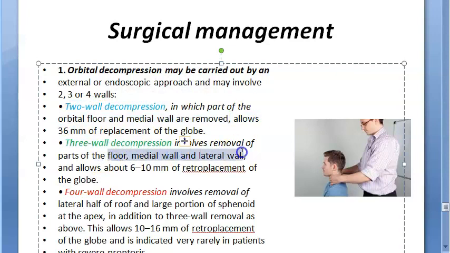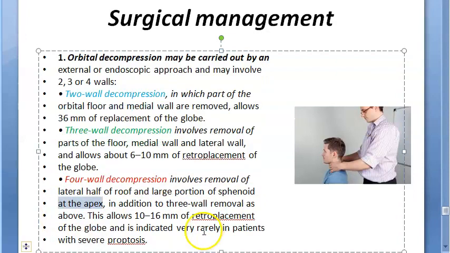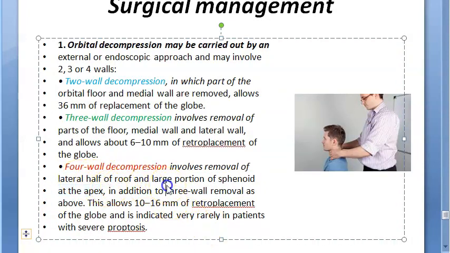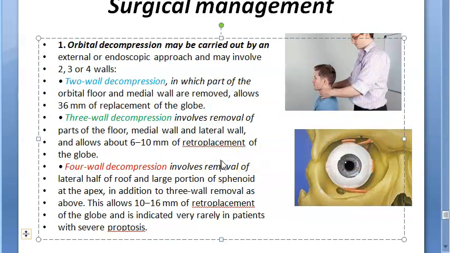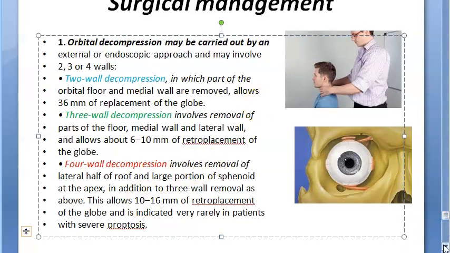3-wall means floor, medial wall and lateral wall. And 4-wall means removal of lateral half of roof and large portion of sphenoid at the apex. In addition to the 3-wall removal, they are also removing the lateral half of roof. First time roof got involved, right? Till now only floor was there. Now roof also they are talking about. Large portion of sphenoid at the apex. So all this they will remove, guys. Why in the orbit will they remove everything? Because they want to make way for all those extraocular muscles which are undergoing edema. They don't want compression because otherwise the nerve will get damaged. So that is about compression.